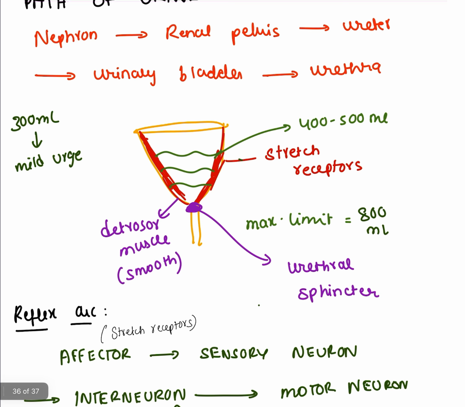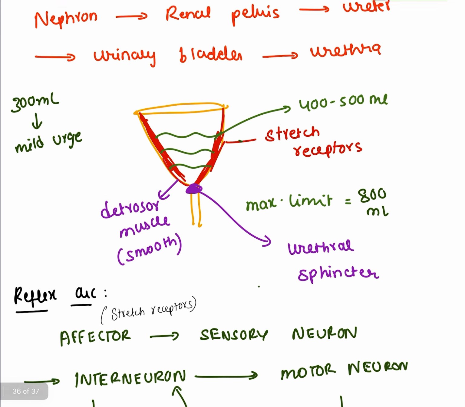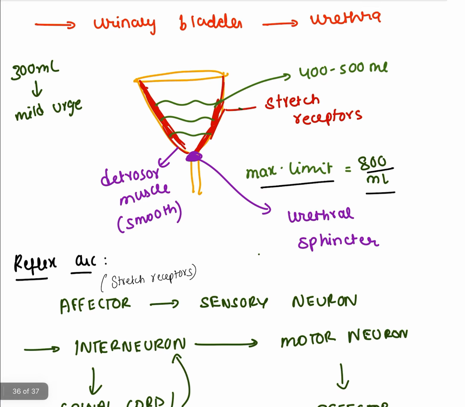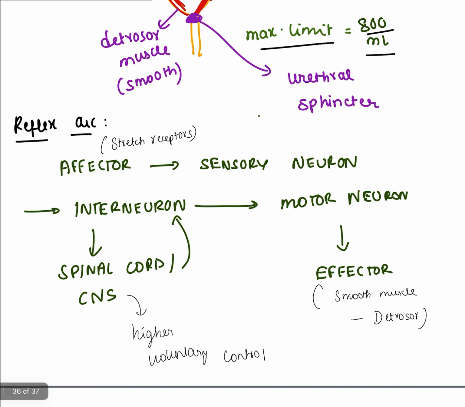Now let's talk about what happens when the urine fills up the urinary bladder. When the urine fills up about 300 milliliters of the limit, we get a mild urge to pee. But when it fills 400 to 500 ml, that's when we get a strong urge. But if we do want to control it, the maximum limit is 800 ml. But basically, when the urine fills about 400 to 500 milliliters, the stretch receptors in the walls of the urinary bladder get activated. And what follows is something called the reflex arc or the reflex path.